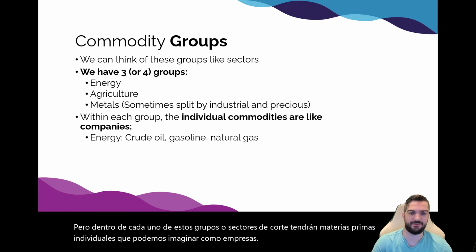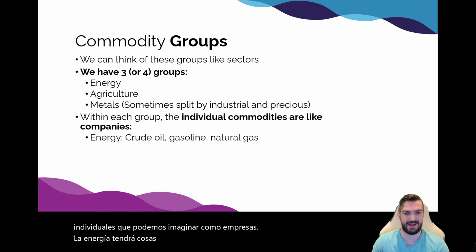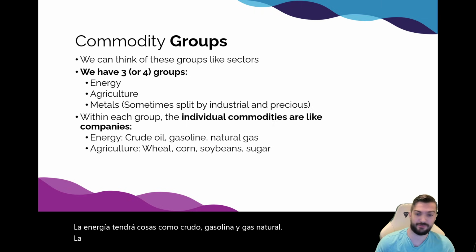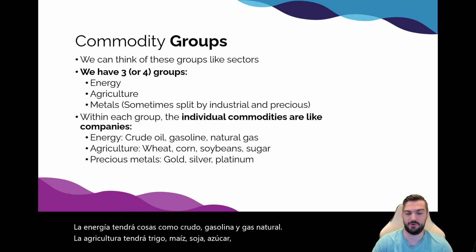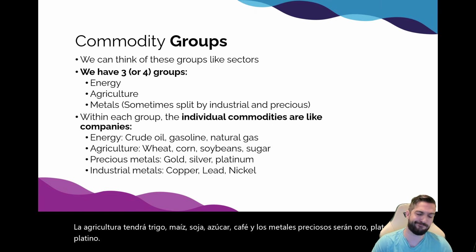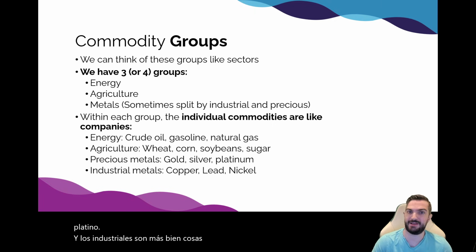Energy will have things like crude oil, gasoline, and natural gas. Agriculture will have wheat, corn, soybeans, sugar, coffee. And precious metals will be gold, silver, and platinum. And industrials are more things that are used in manufacturing like copper, lead, and nickel.